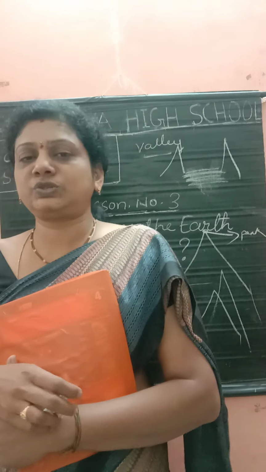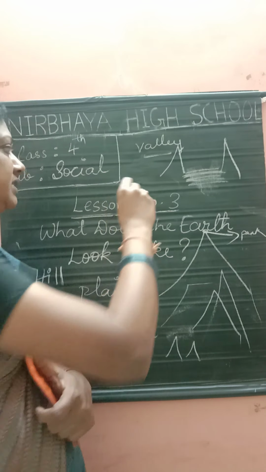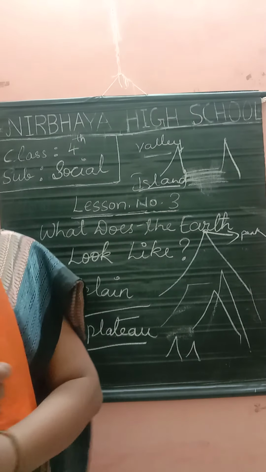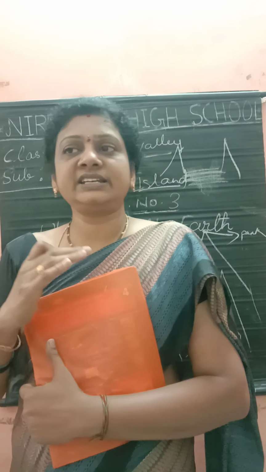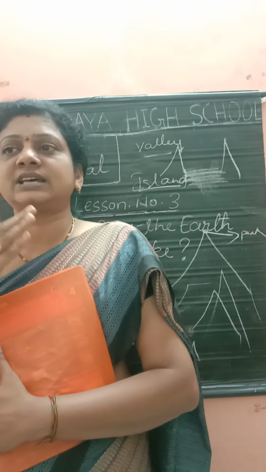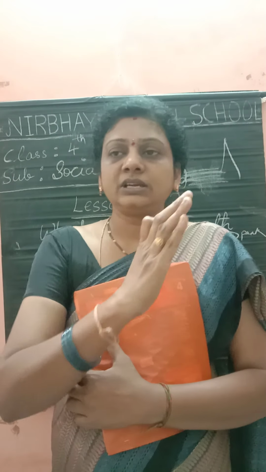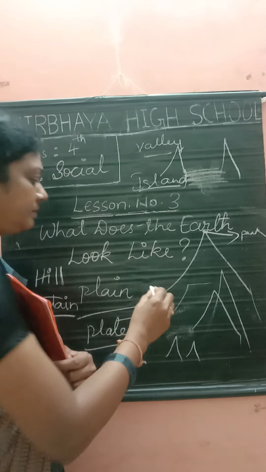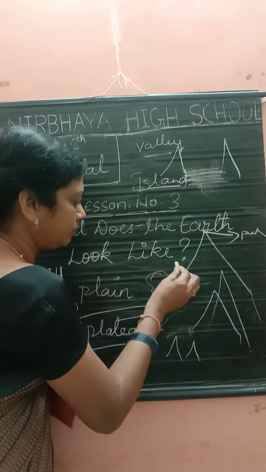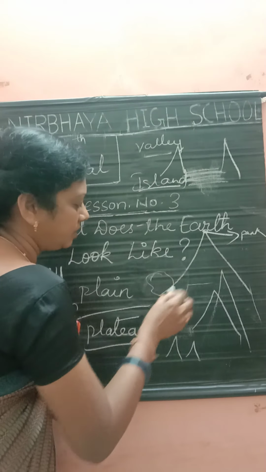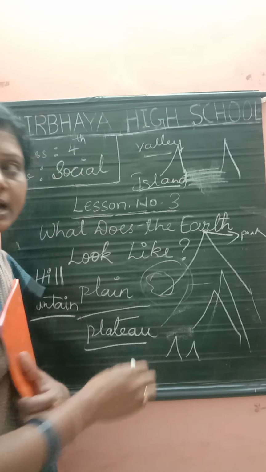And the next one is island. An island is an area of land surrounded by water on all sides. The land will be here, and the water will be there, on all sides. It is surrounded by water. This is what we call an island.